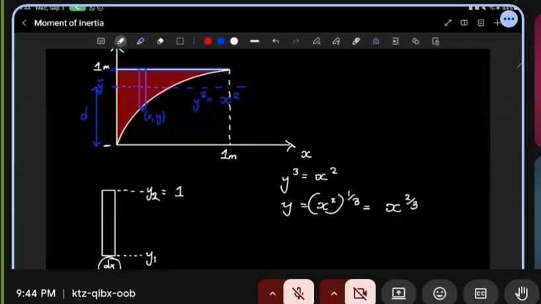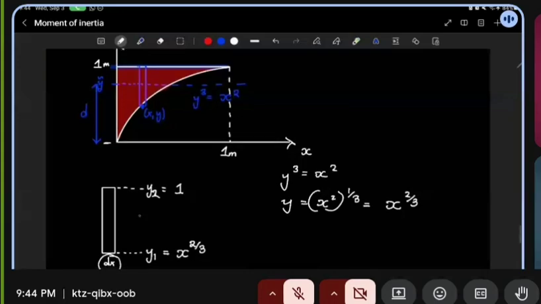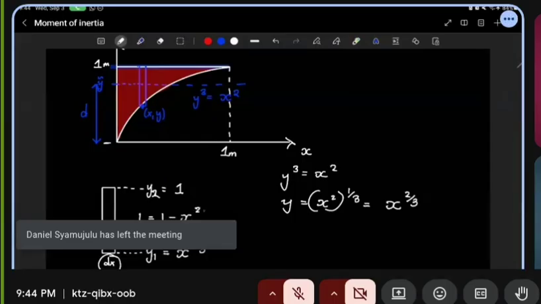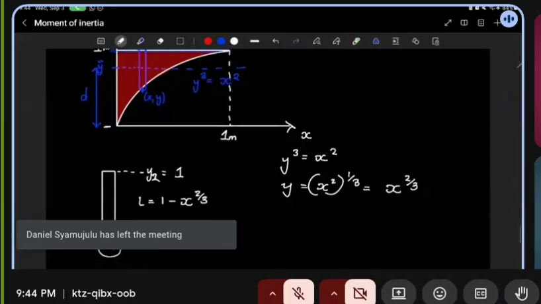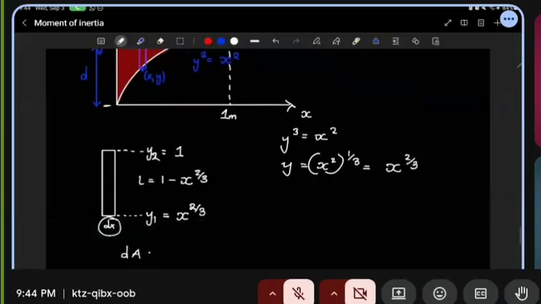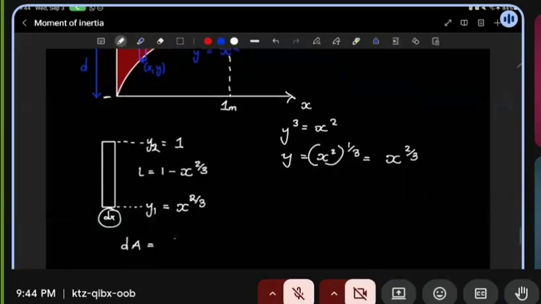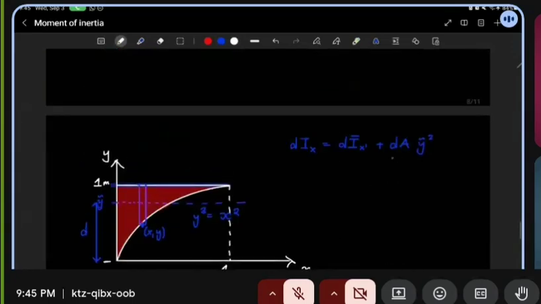So that is what y will be equal to. So this y1 will be the same as x to the power 2 over 3. So the length or the height of this section will be the top, which is 1, minus the bottom, which is x to the power 2 over 3. With this done, we can get dA. dA will now be equal to the length, which is 1 minus x to the power 2 over 3, multiplying the thickness, which is dx. So we now have dA.